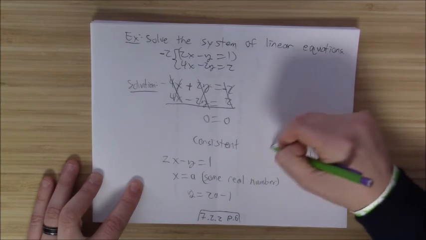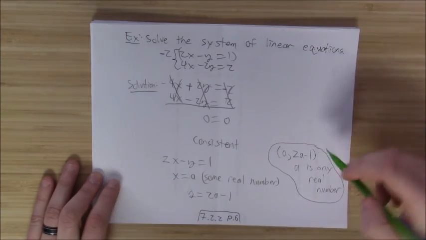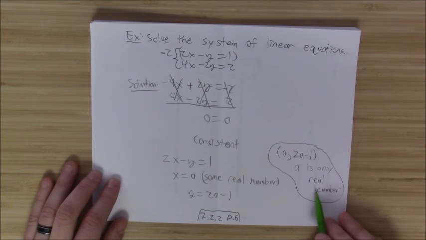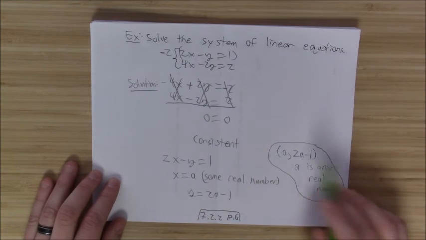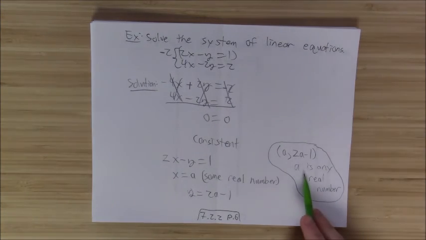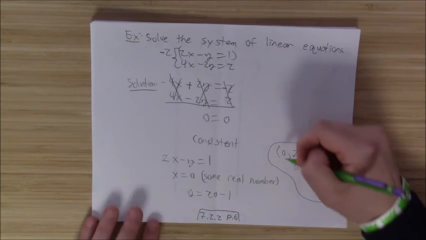And you may say, well, that's a weird solution. Well, what it's saying here is a can be any real number, so pick your favorite number a and plug it in. That will still be a solution. Namely, we get an infinite number of solutions since a could be any of the infinite number of real numbers that we have. Okay?